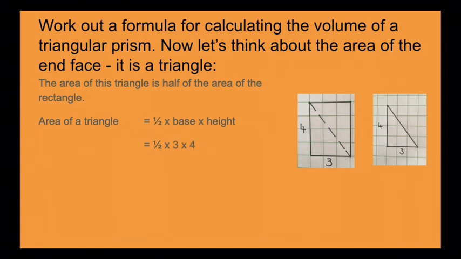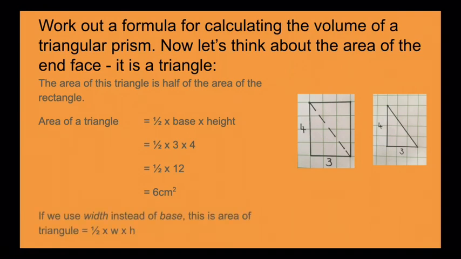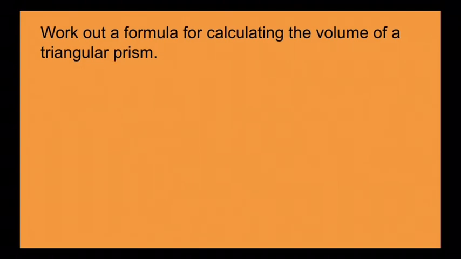Half of 3 times 4. Now, 3 times 4 is 12, so the area of the triangle is half of 12. Remember, you can read the times symbol as of. Half of 12 is 6. And remember to put centimetres squared for area, because we're thinking about the area at the moment. So if we use width instead of base, then the area of the triangle is half times width times height.